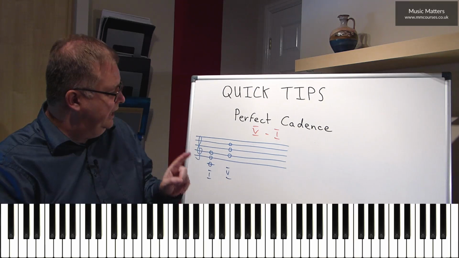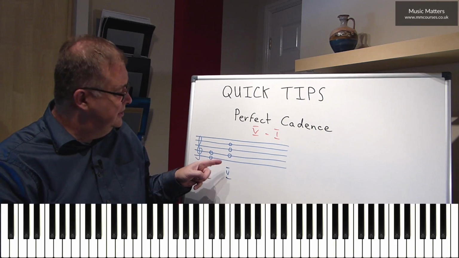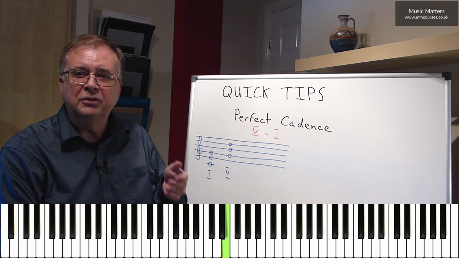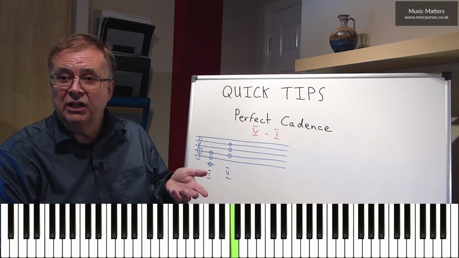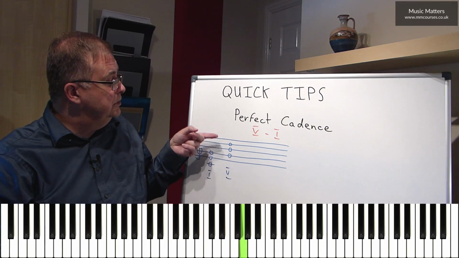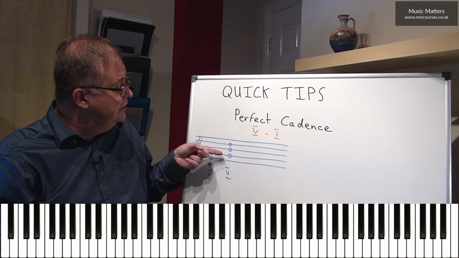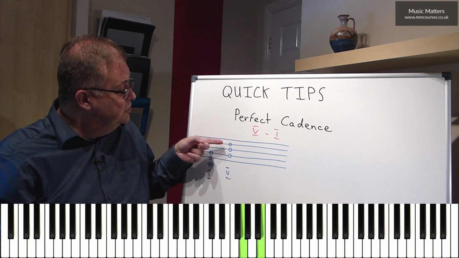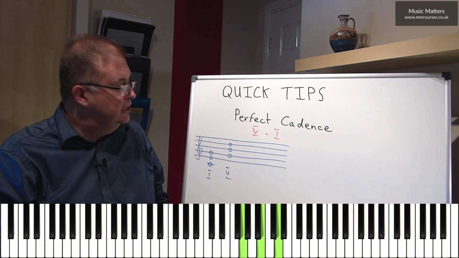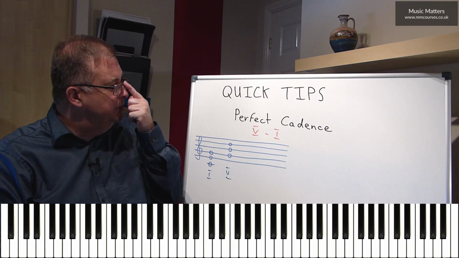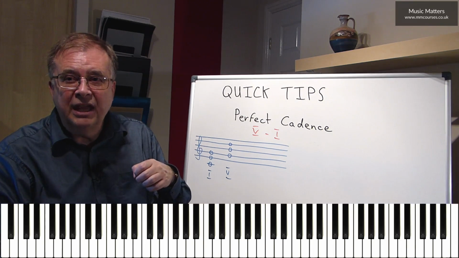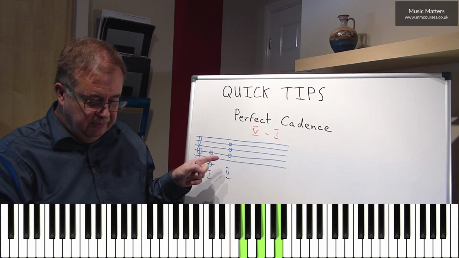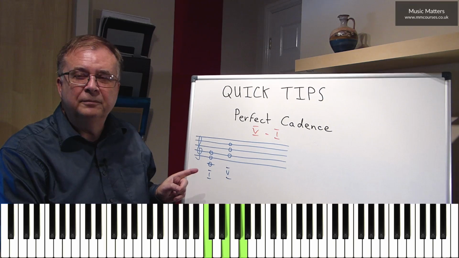In order to find the 5, we find the 5th note of the scale. So if I'm in C major, C's number 1, D's number 2, E's number 3, F's number 4, G's number 5. So I'm going to build a chord or a triad on G. So it's G, 3 above G is B, and 5 above G is D. And that gives me chord 5. So when I come to the end of a phrase, if I want to have a perfect cadence, I need to have chord 5 followed by chord 1. So here's 5 followed by 1.